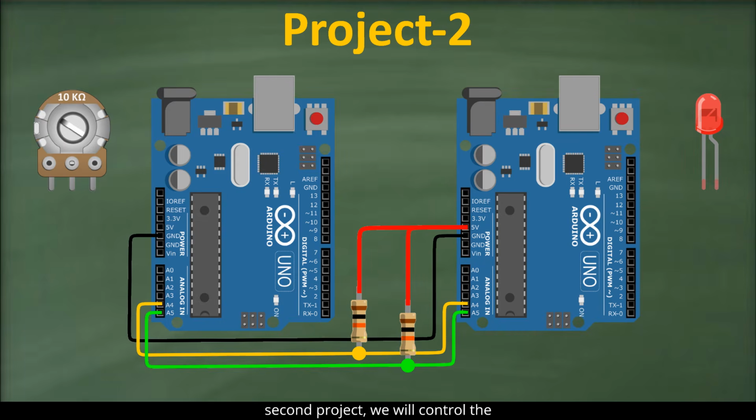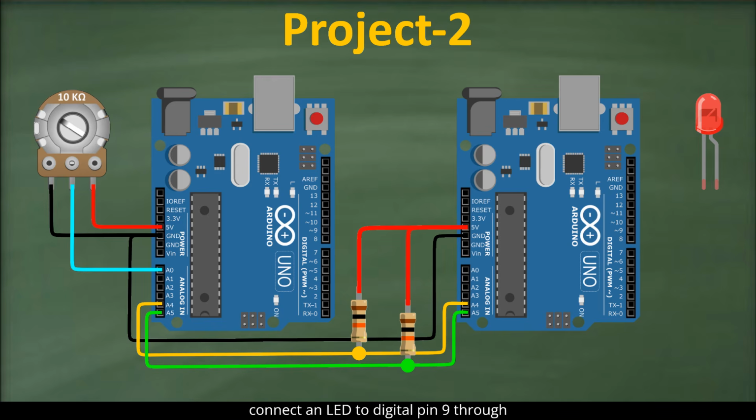Now, as our second project, we will control the brightness of an LED on one Arduino using a potentiometer connected to another Arduino, entirely through the I2C communication protocol. To do this, we first connect a potentiometer to the master Arduino. The 2 outer legs of the potentiometer are connected to 5 volts and ground, while the middle pin, or wiper, is connected to analog pin A0.